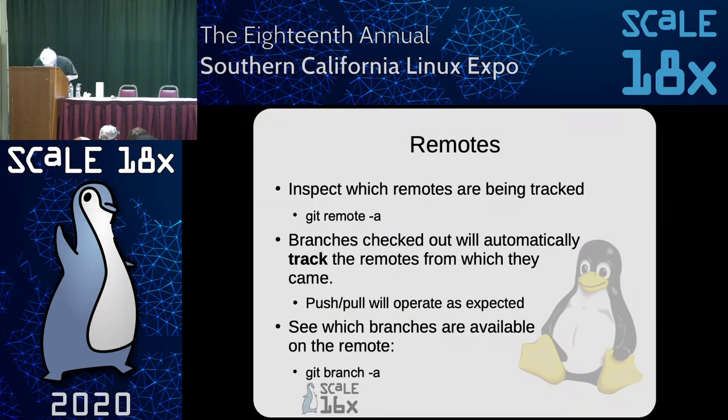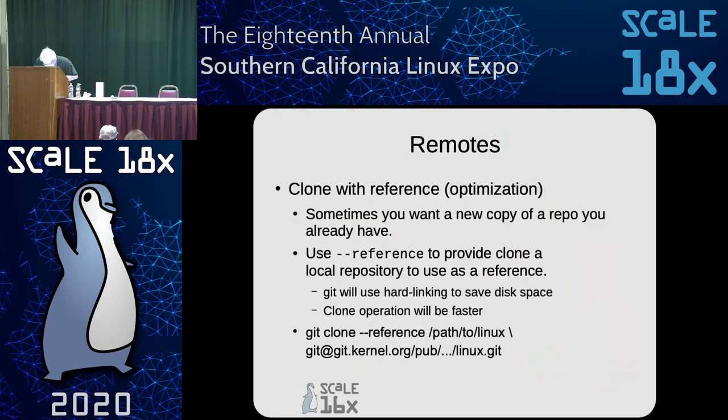You can look at what remotes are being tracked using git remote -a. And when you check out a branch from a remote, it'll automatically track the remote from which it came. So if you do git push to send stuff up, or git pull to pull the latest down, it'll do what you expect it to. You can see what branches are available on the remote by doing git branch -a.